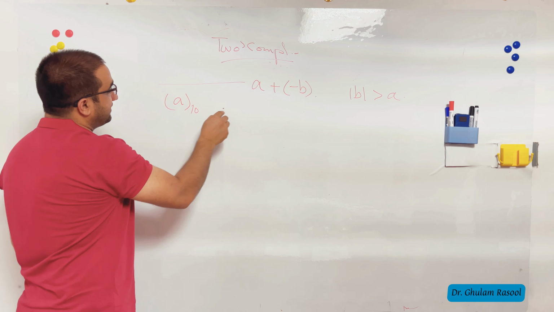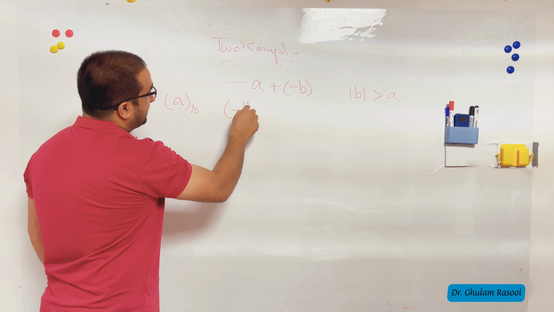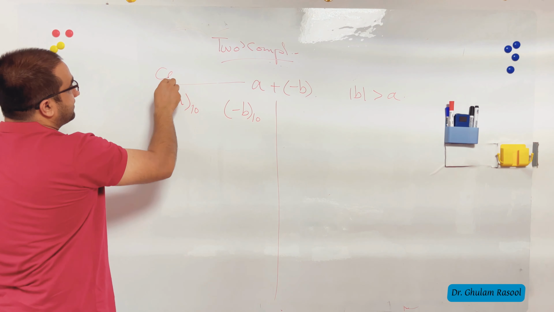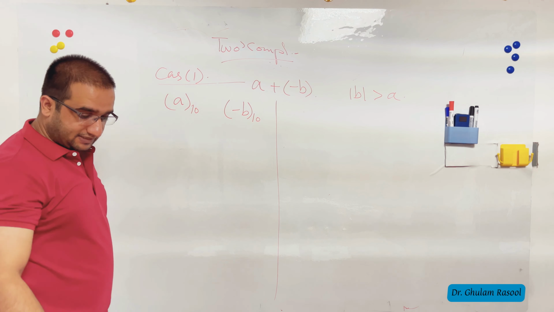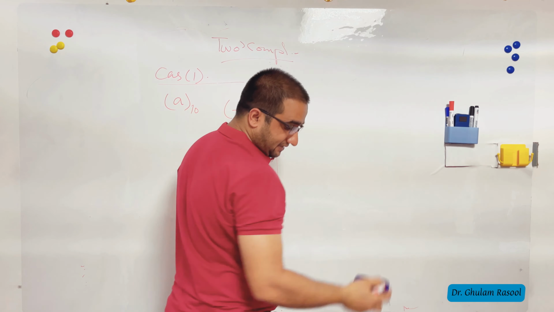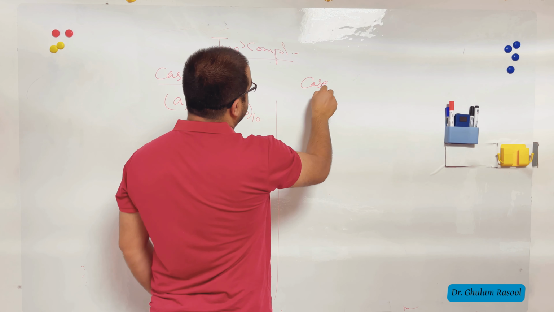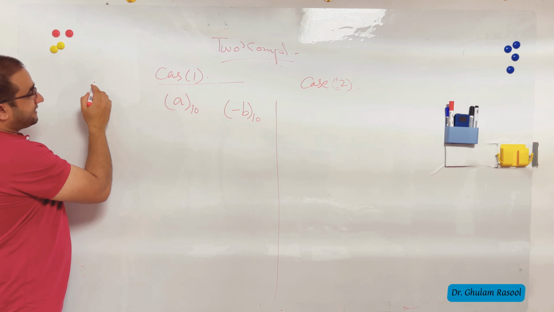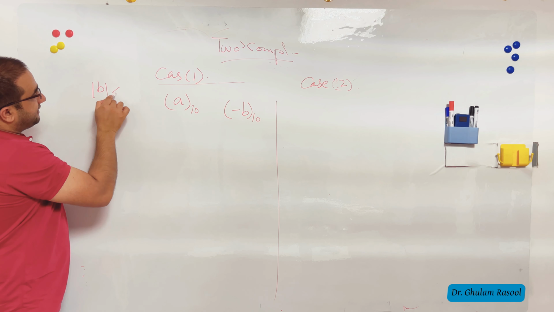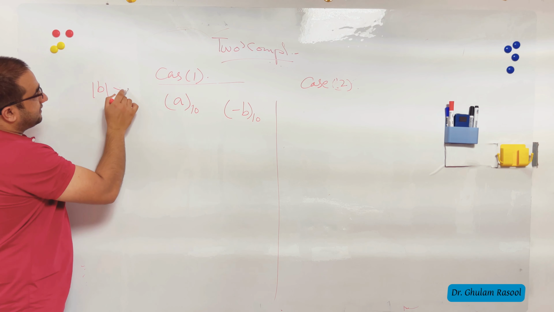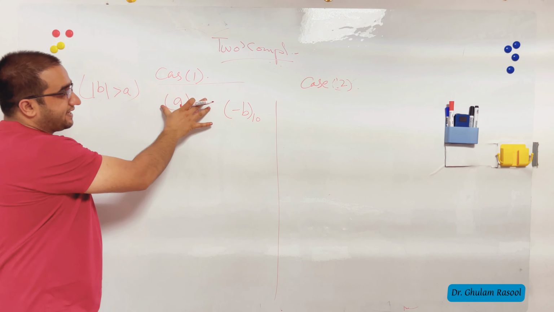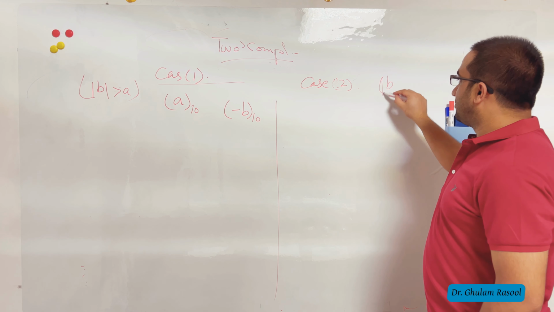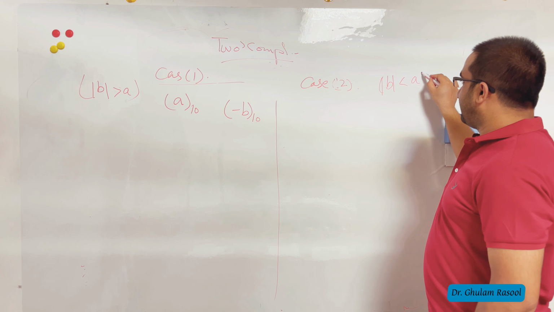This is the binary number, this is the other binary number, and this is method 1, case A. Let me write them together, then you will understand. And this is case B, case 2. In this case, the condition is that my number B is greater than A. This is my condition for case 1. For case 2, my condition is that the absolute value of number B is less than A.